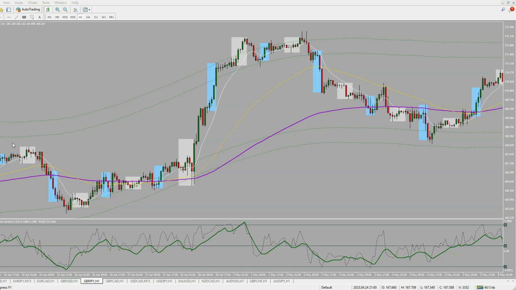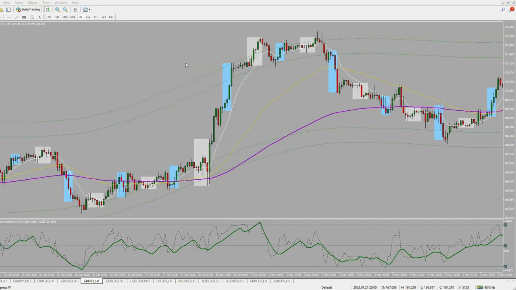So we're going to look at a few examples of a triple formation on the H1 chart, or the 1 hour time frame. And we're also going to look at a few examples of triple formations on the 15-minute time frame. The first example is a triple formation H1 reversal pattern on GBP/JPY.